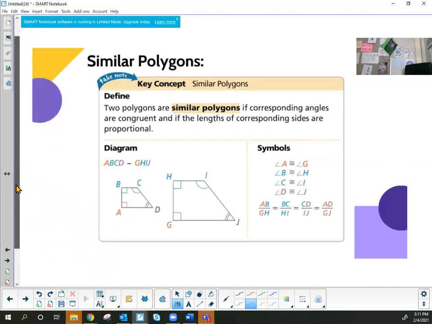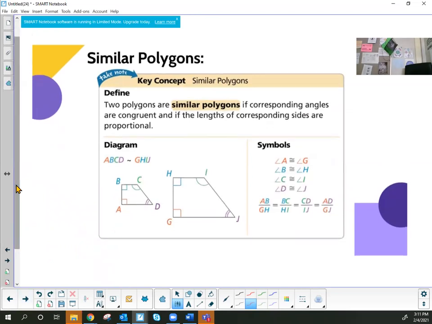For two shapes to be similar, we use this symbol right here. If you look on the board, it's kind of like a lazy S. That's the symbol for similarity. This means these two shapes are the exact same shape, just one's bigger than the other. What's important when we talk about similarity is that all the angles are going to be congruent. When two shapes are similar, their angles will be the same, and their sides are going to be proportional, multiplied by the same scale factor.